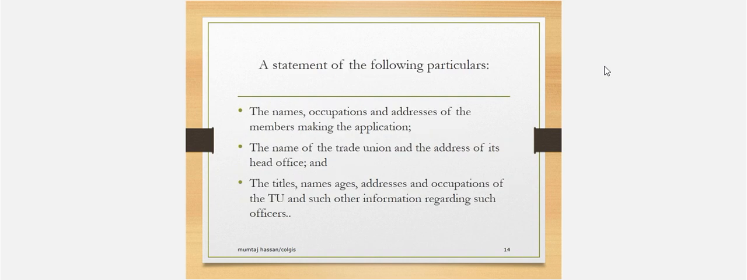Okay, so the statement must have the name, occupation, address of the members. Okay, who are the officers. Okay, and then you must also have the address of the head office. Okay, then the title, age, address of the members and also the officer here. Okay, so you can select now who are the officers or the secretary for your trade union.